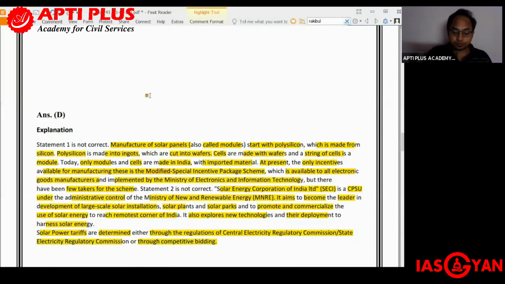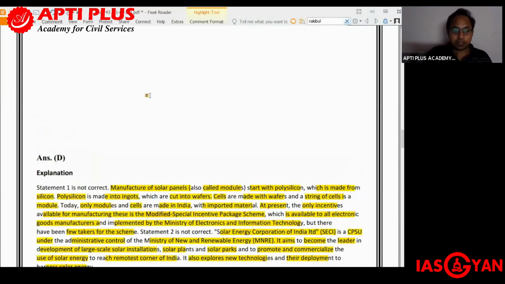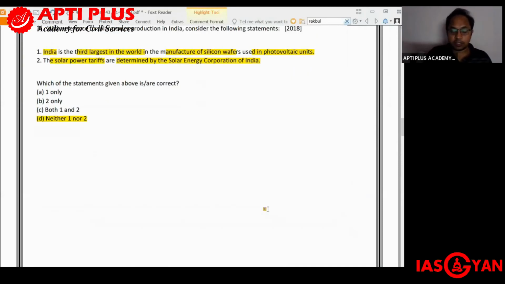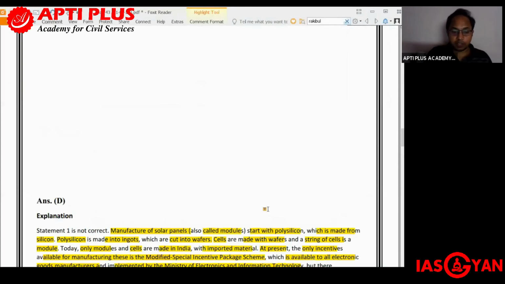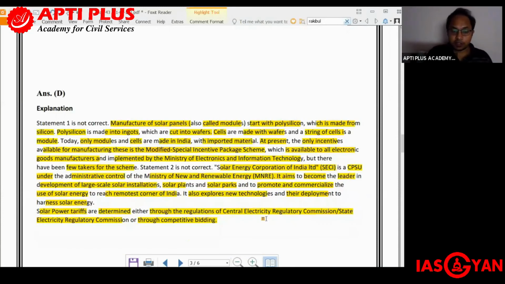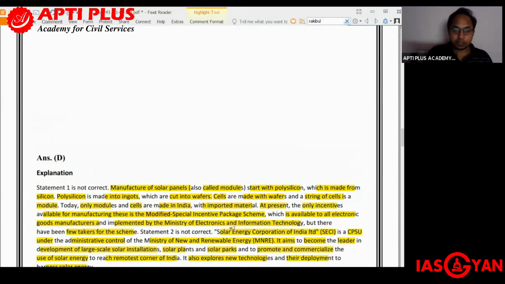So, as the question was asking whether the solar power tariffs are determined by the Solar Energy Corporation of India, that is incorrect, because these solar power tariffs are determined either through the regulations of the Central Electricity Regulatory Commission or the State Electricity Regulatory Commission.